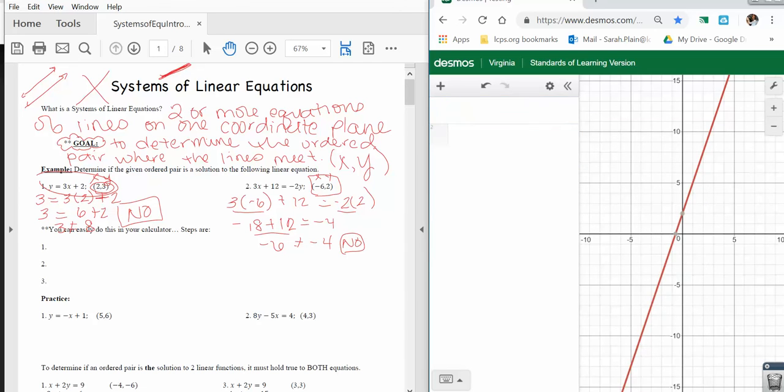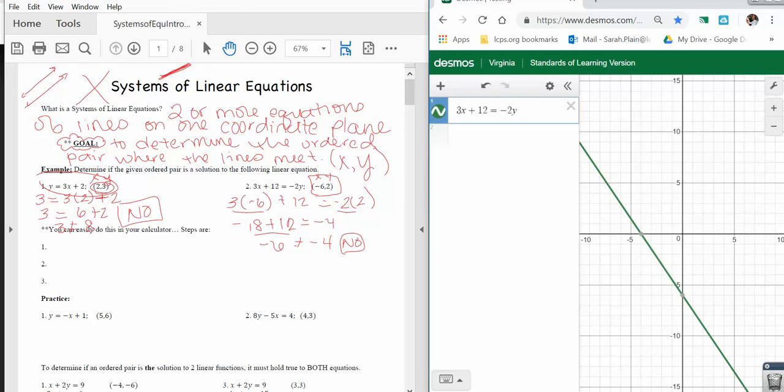If we try that with example 2, I type in 3x plus 12 equals negative 2y, and then I come down to line 2 and type in the ordered pair negative 6, 2. Notice is negative 6, 2 on my line? No, which is why it's not a solution. So hopefully that makes sense. In order for something to be a solution, it has to be on the line.